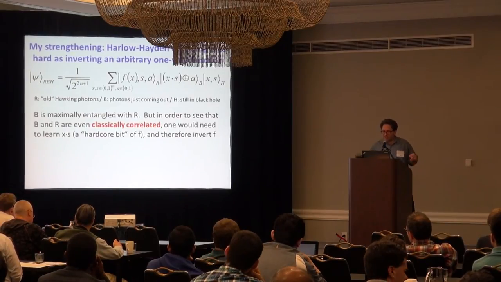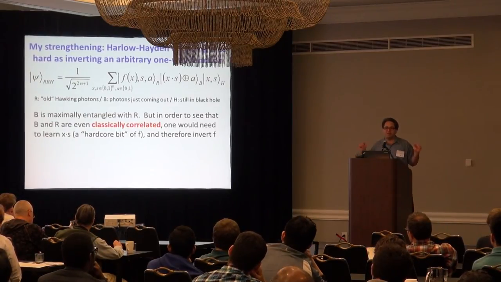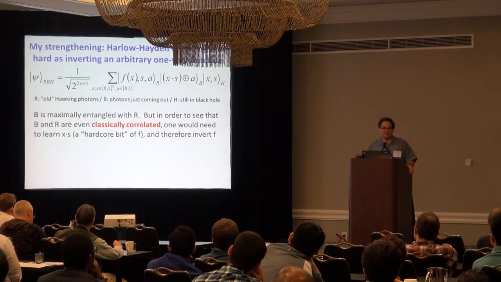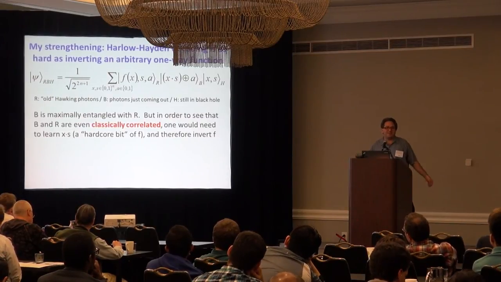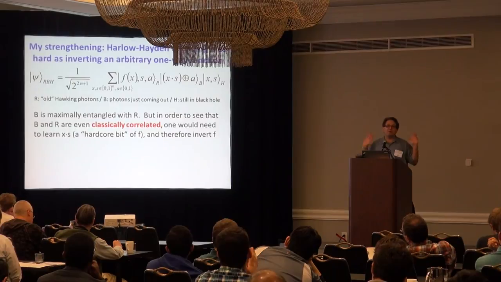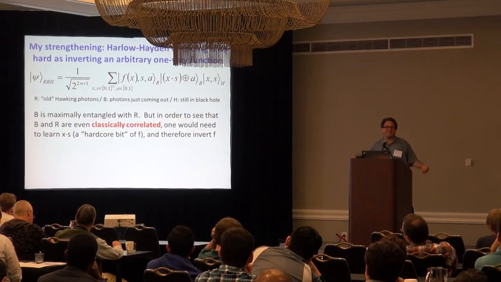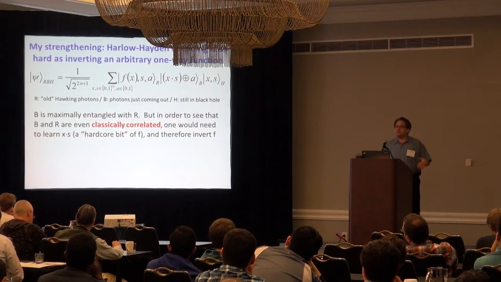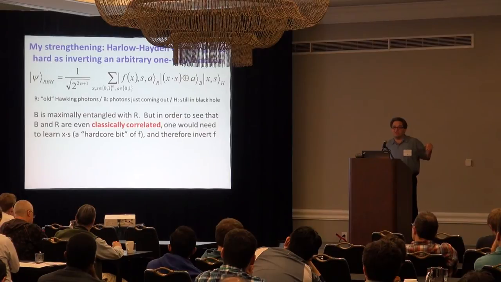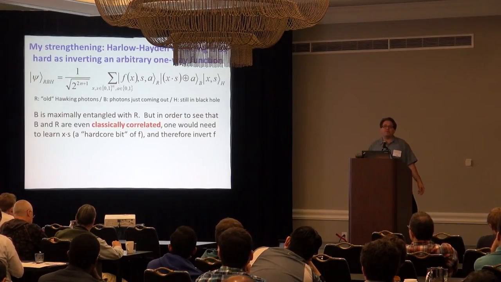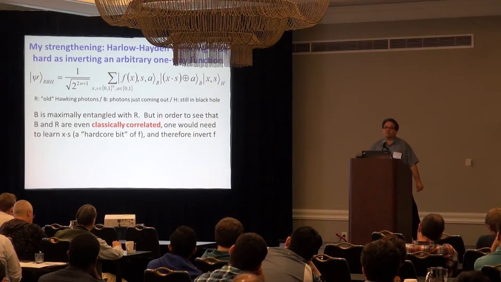So I gave a strengthening of Harlow and Hayden's result so that it no longer requires the collision lower bound. Now you merely have to assume that there is some one-way function which is hard to invert using a quantum computer, which seems like a safer assumption. And an additional advantage of my reduction is that you need to invert a one-way function even just to observe classical correlation between the R and B registers, let alone entanglement.